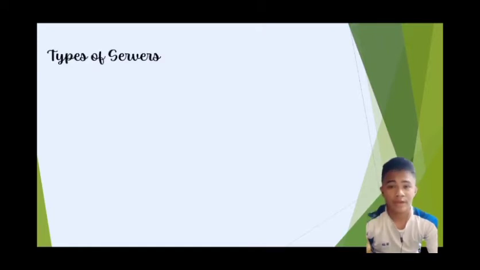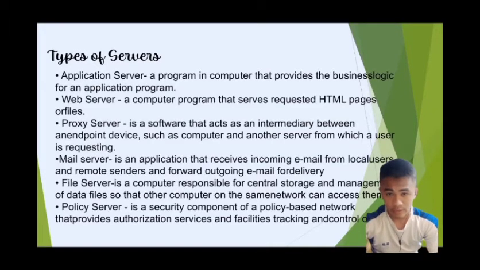First, we have the application server. An application server is a program in a computer that provides the business logic for an application program. Next, we have the web server, a computer program that serves requested HTML pages or files. Next, we have the proxy server. It is software that acts as an intermediary between an endpoint device, such as a computer, and another server from which a user is requesting.